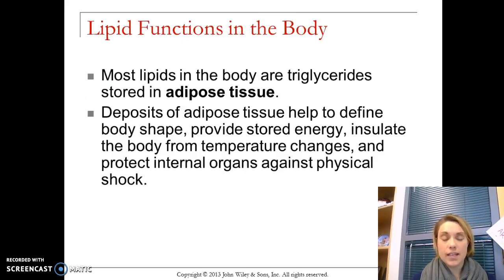Lipids function in the body in terms of their storage as adipose tissue that can be body shape defining. It can help provide stored energy. It can insulate the body from temperature changes, and it can also protect internal organs against physical shock.